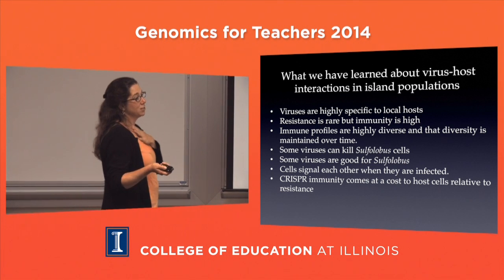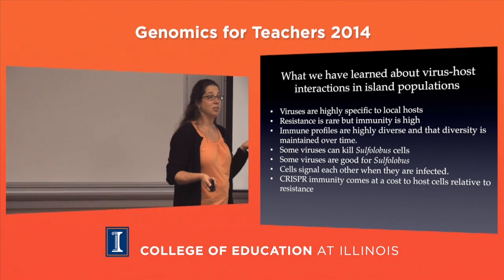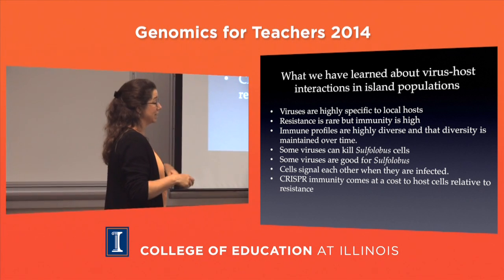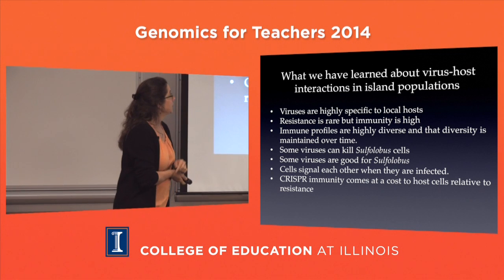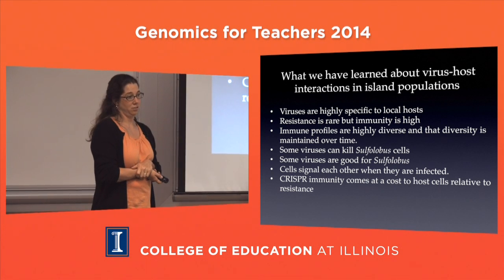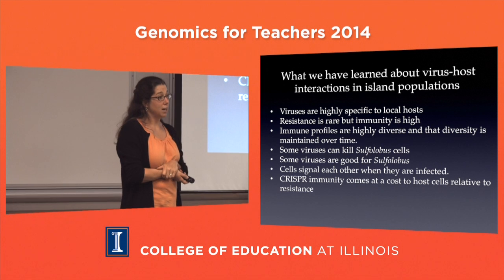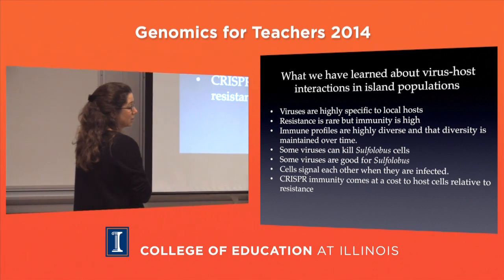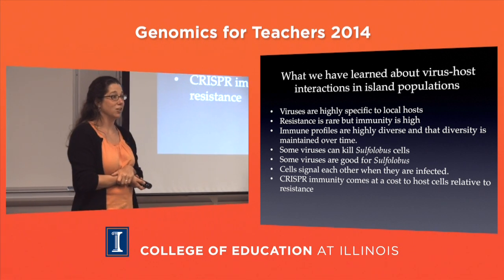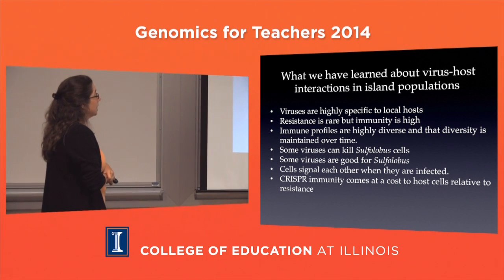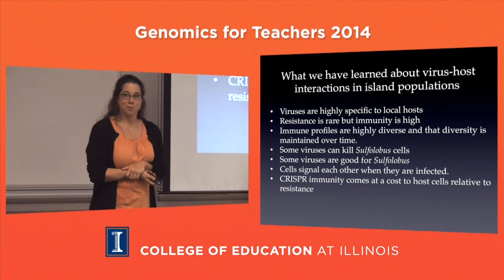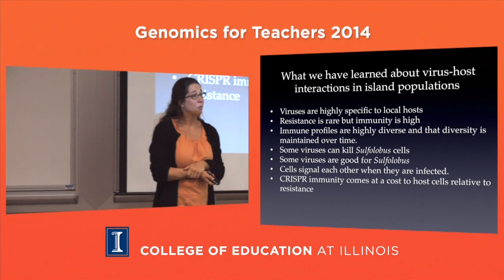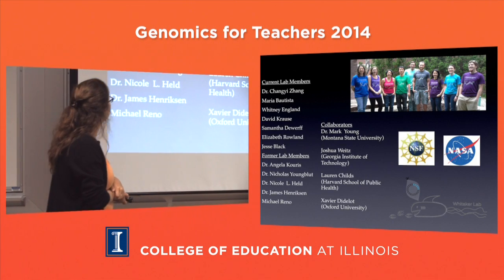The immune profiles are diverse, and that diversity is maintained over time, so there isn't immunodominance of one immune type. There's a diversity, and that's going to play a lot into the evolution of the virus. Some viruses kill Staphylococcus, but other viruses are good for Staphylococcus. So we found that if you get infected chronically with a virus, we think that you can use it as a weapon against other competing cells. So you can increase your own fitness by killing off the other guys that are infectable by this virus. And then Maria's just finishing up a paper, hopefully today or tomorrow, that shows that CRISPR immunity comes at a cost to the cell relative to resistance. We're working on modeling how that affects their evolution.